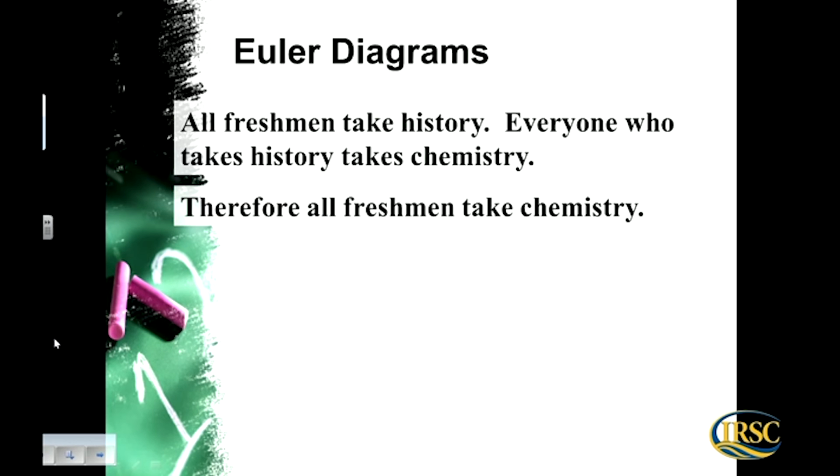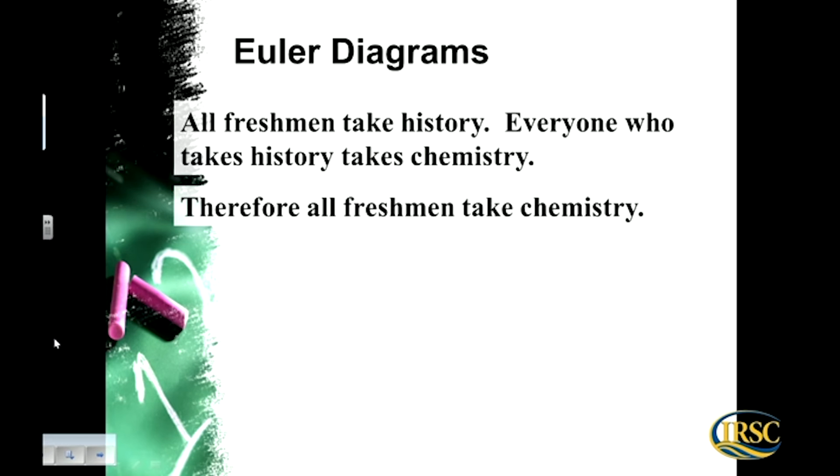Okay, so here would be our argument. All freshmen take history. Everyone who takes history takes chemistry. And therefore, all freshmen take chemistry. Sometimes there's only going to be one way that you can draw your diagram, and then you just determine whether it's valid or invalid. But really, your goal is to see if you can draw it in a way where it doesn't work. In other words, we're going back to that word from chapter 1 called counterexample. If you can just show one way it doesn't work, you know it's invalid.